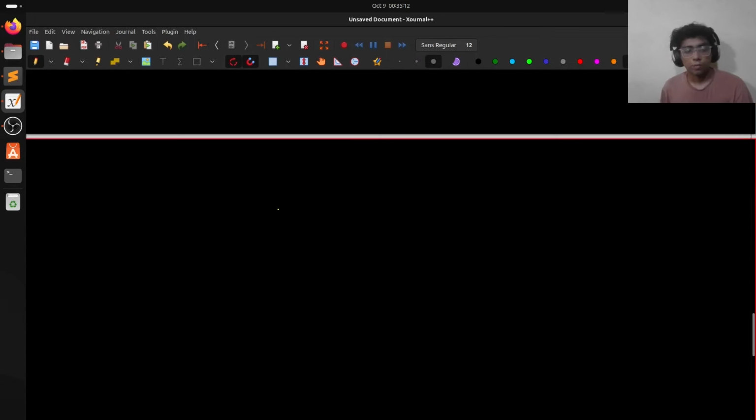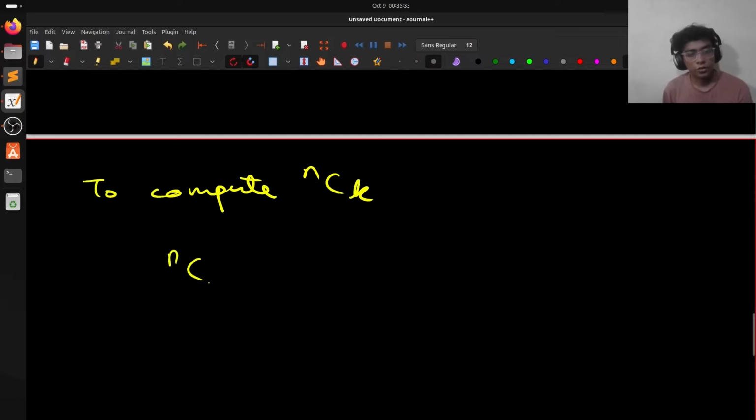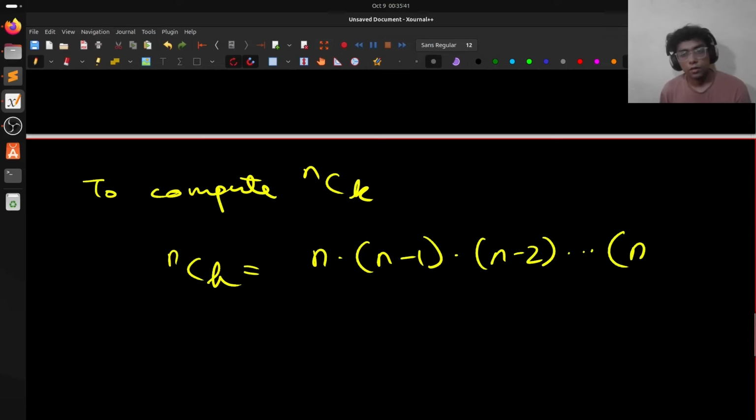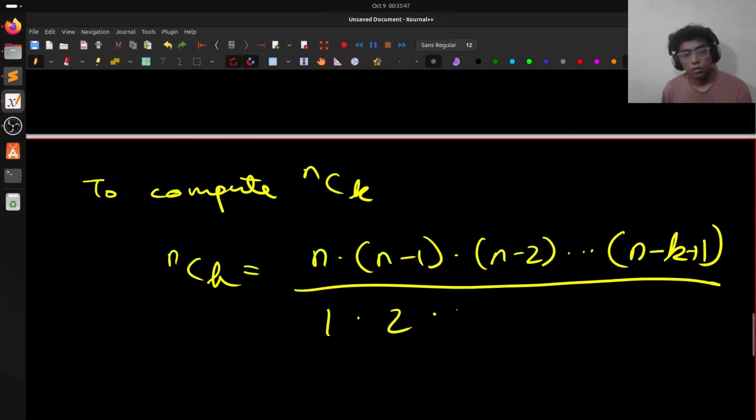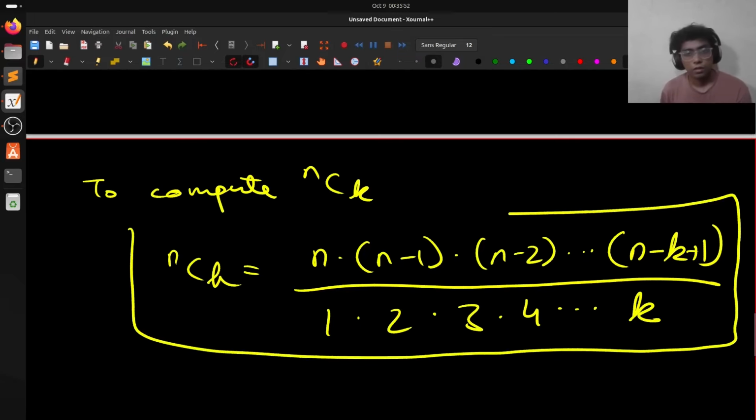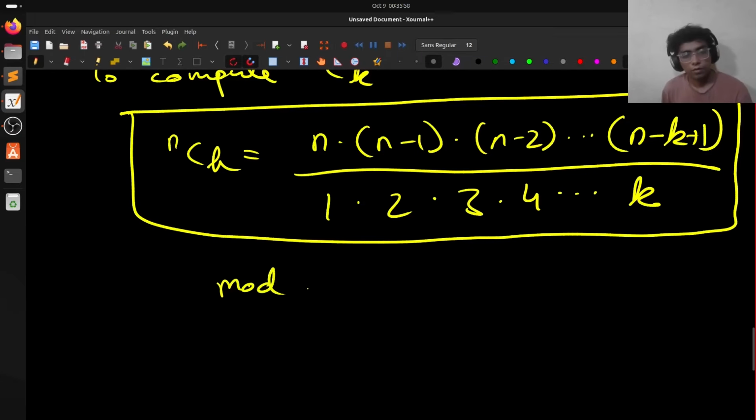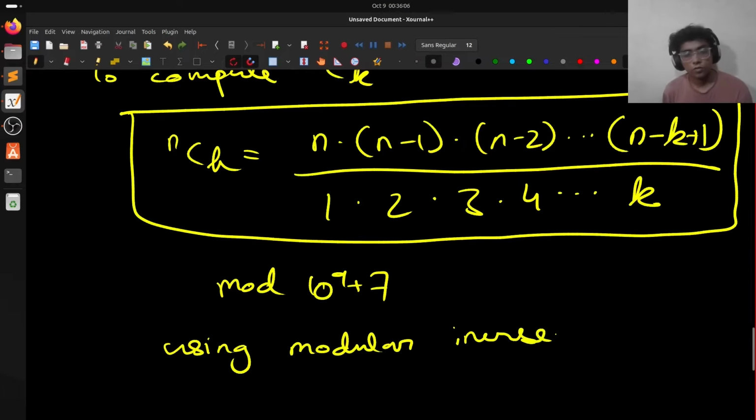To compute n choose k, we can use the standard formula, right? N choose k equals n times n minus 1 times n minus 2, like this, divided by 1 times 2 times 3 times 4 times k, right? This is the formula for n choose k. So we can calculate this mod 10 power 9 plus 7 using modular inverse, right? You can go read up on modular inverse. We can just use modular inverse to calculate this.